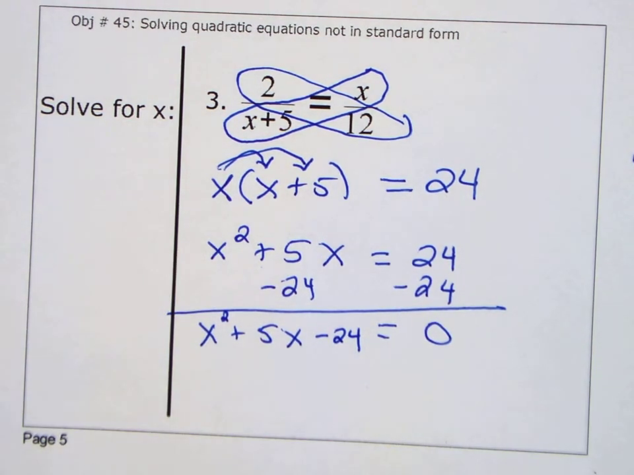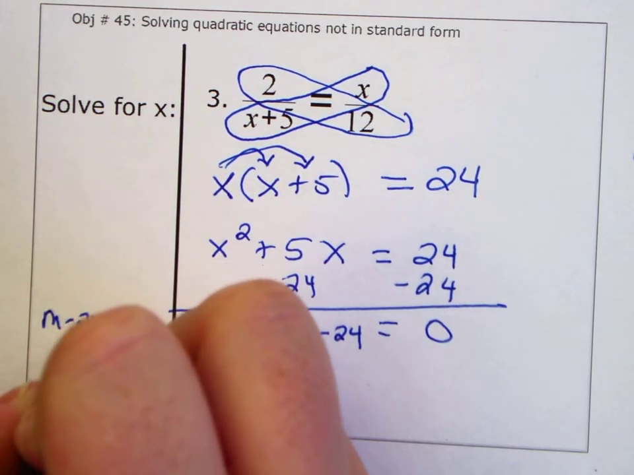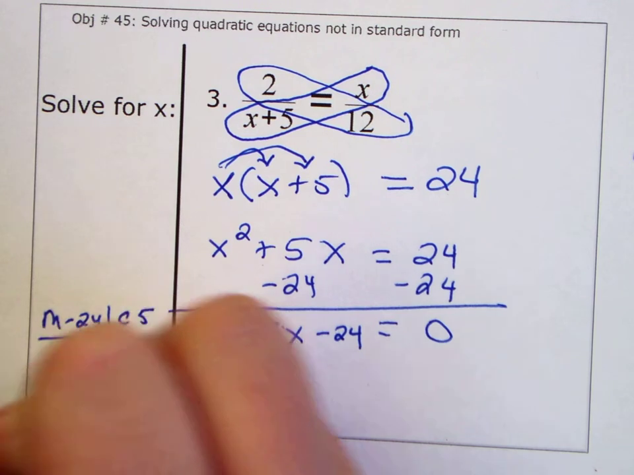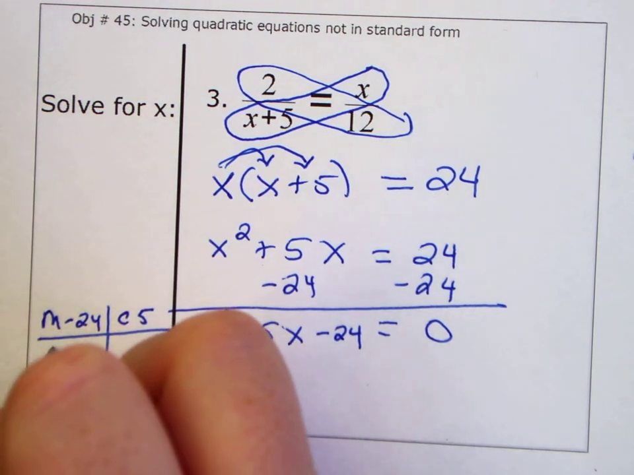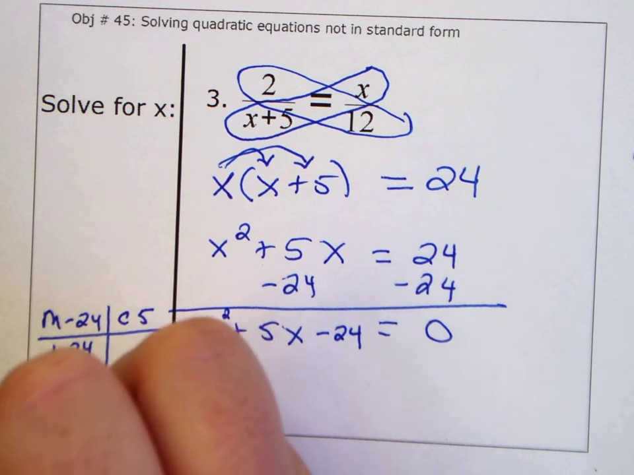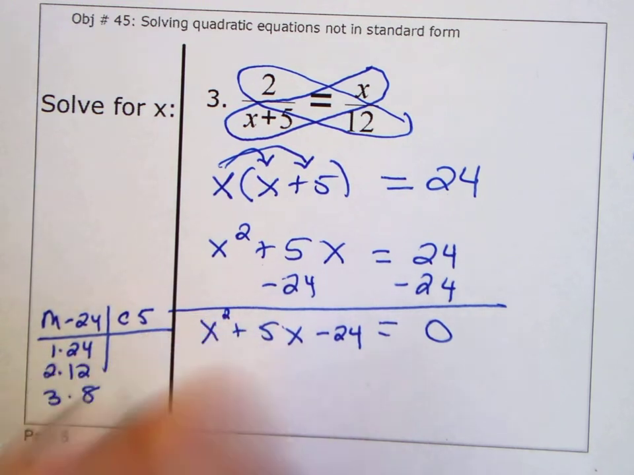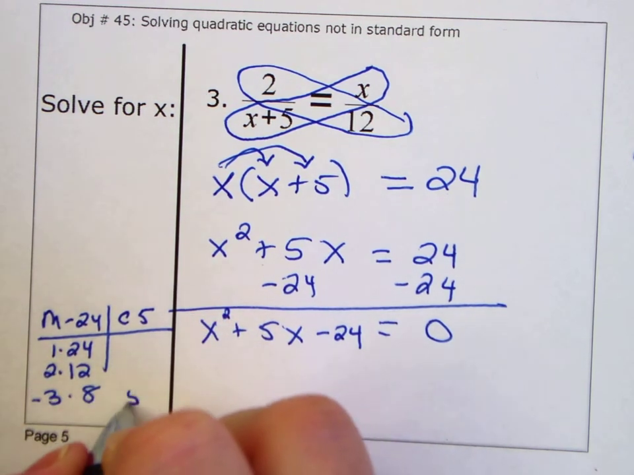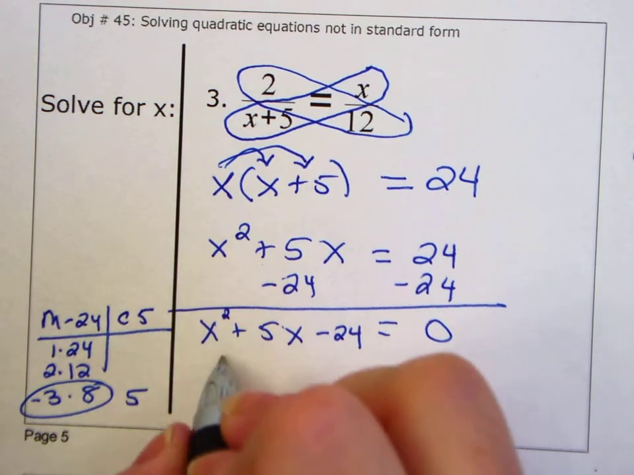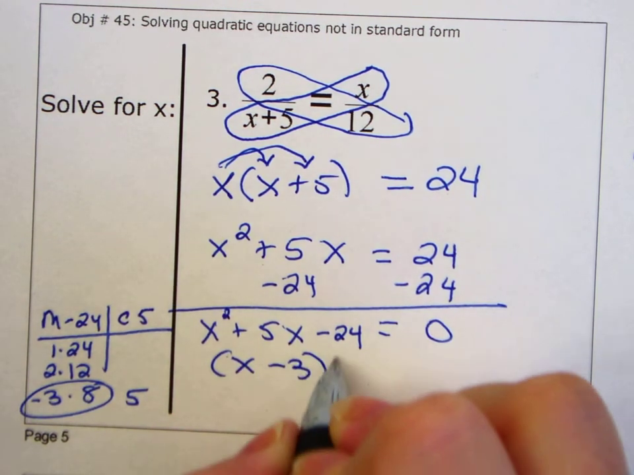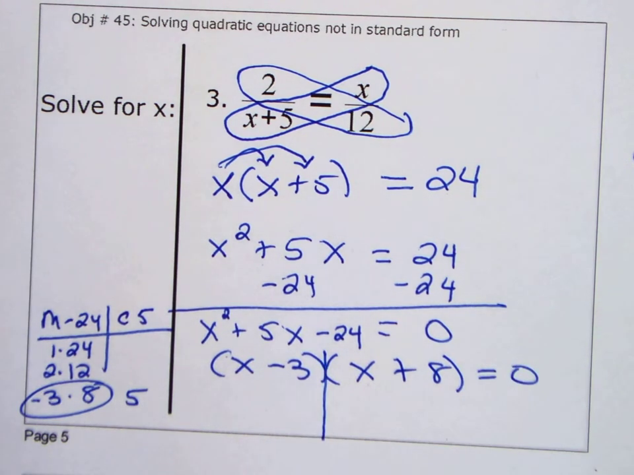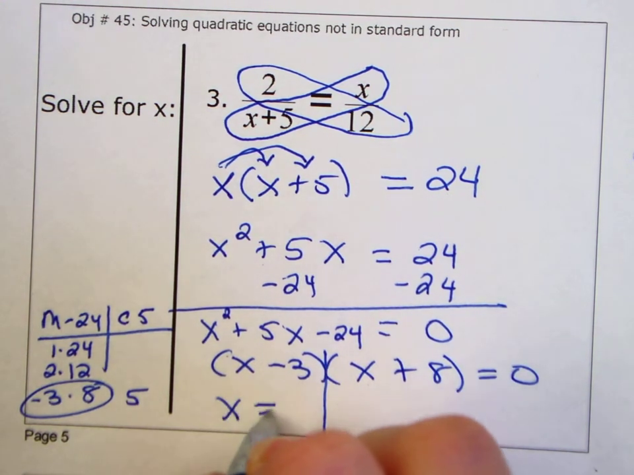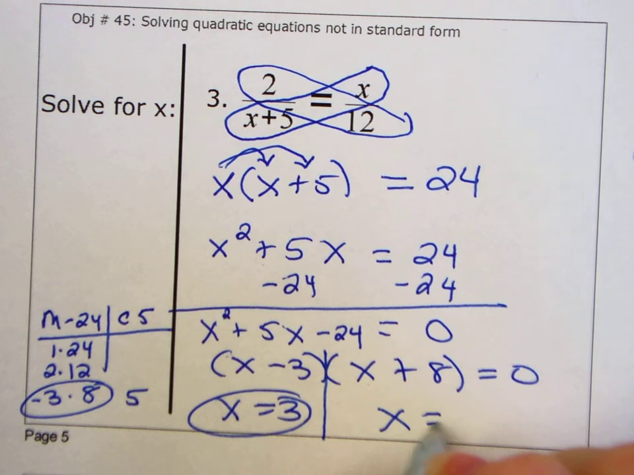So we're factoring. How do you factor that? That's your MC chart. What two numbers multiply to 24 and combine to 5? 1 times 24, 2 times 12, 3 and 8. Look at that. x minus 3, x plus 8 equals 0. I'm going to cheat right now. Switch your signs. x equals 3, x equals negative 8.